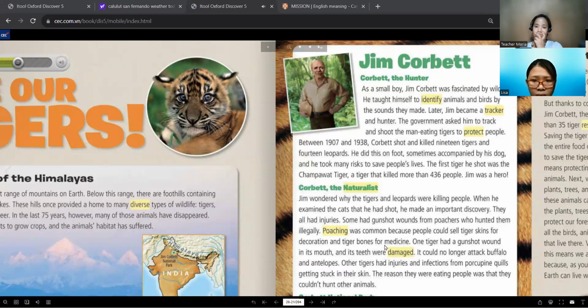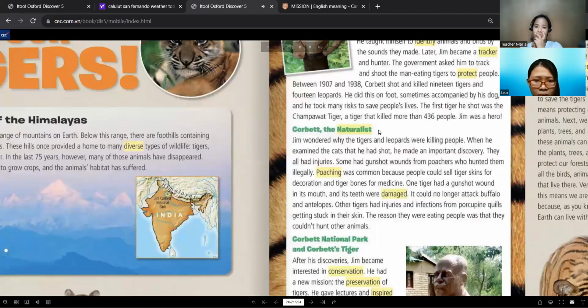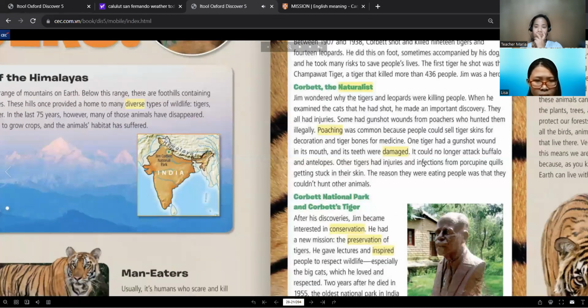Jim was a hero. Corbett the naturalist. Jim wondered why the tigers and leopards were killing people. When he examined the cats that he had shot, he made an important discovery. They all had injuries. Some had gunshot wounds from poachers who hunted them illegally.